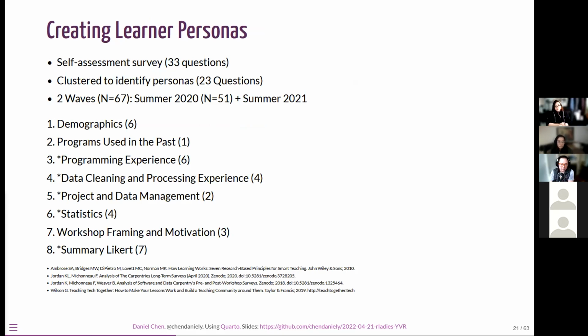We used 23 of the 33 questions to identify learner personas using a clustering method. And again, this was done across 2 years, which also included COVID. So it's 67 people total over the 2 summers where the survey was conducted. What I have listed in numbers are the general overall concepts that the initial survey had, and the ones with stars are the ones that were actually used for clustering to identify personas.